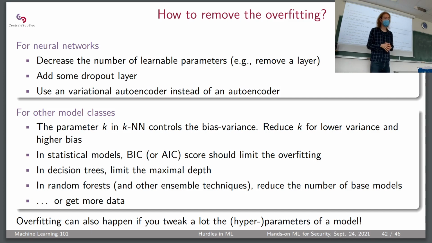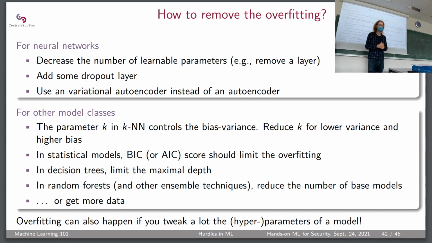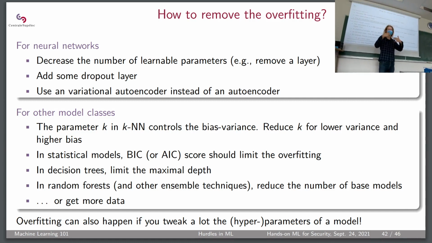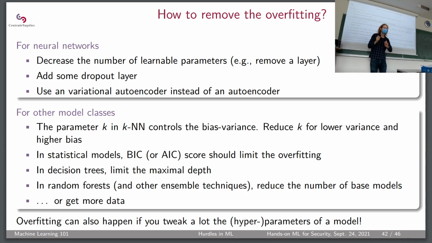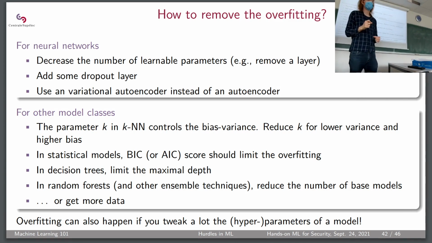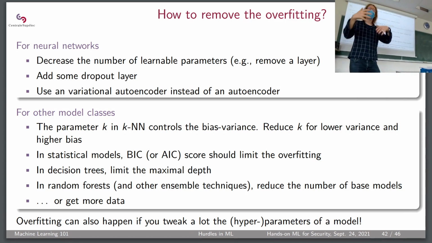In neural networks, there is also a special kind of layer called dropout. I won't explain how it works, but its point is to reduce overfitting. And if you are using an autoencoder, maybe try to use a variational autoencoder. For other model classes, for example in KNN, the K parameter controls the bias and variance. So if you have overfitting with KNN, you should lower the K value, and if you have underfitting, you should increase it.